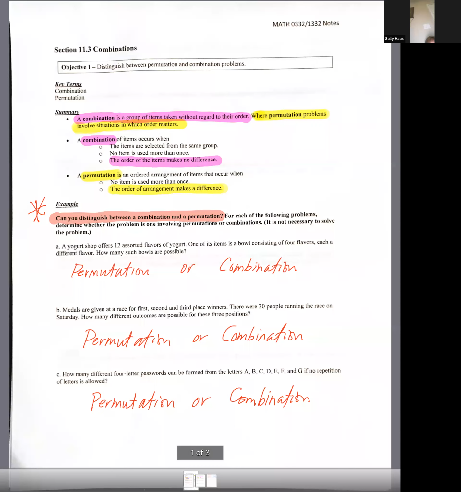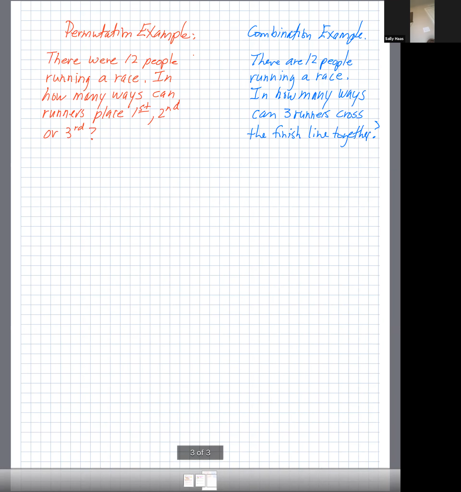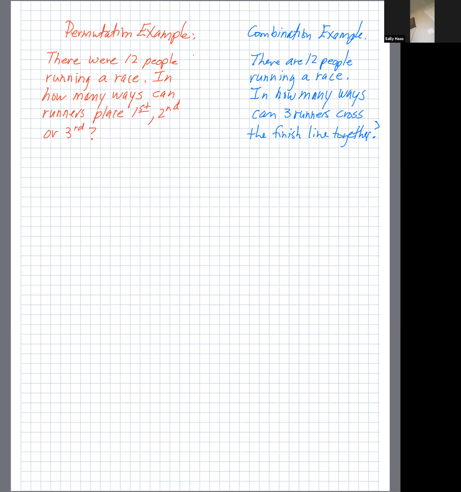I feel pretty good about us knowing the difference between permutation and a combination. How do you feel? I feel pretty good about this. Okay, so permutation, remember, it just talks about naming. Like here it says in the red, first, second, and third. Versus over here, it just says, in how many ways can 3 runners cross the finish line together? Well, that's a group. The order doesn't matter. But what I wanted to show you was just so that it makes sense for a combination.